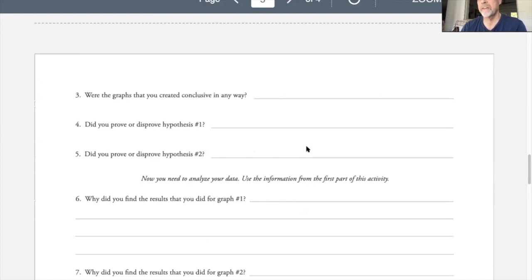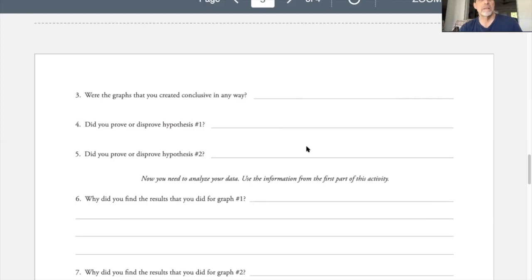Was it conclusive in any way? Probably, that depends on how well you graphed it. Did you prove or disprove your hypothesis? Again, it doesn't make any difference if your hypothesis was wrong, come to find out, or if it was right. It's not the question. It's, did you write a good hypothesis, and what did you find out from it, right?